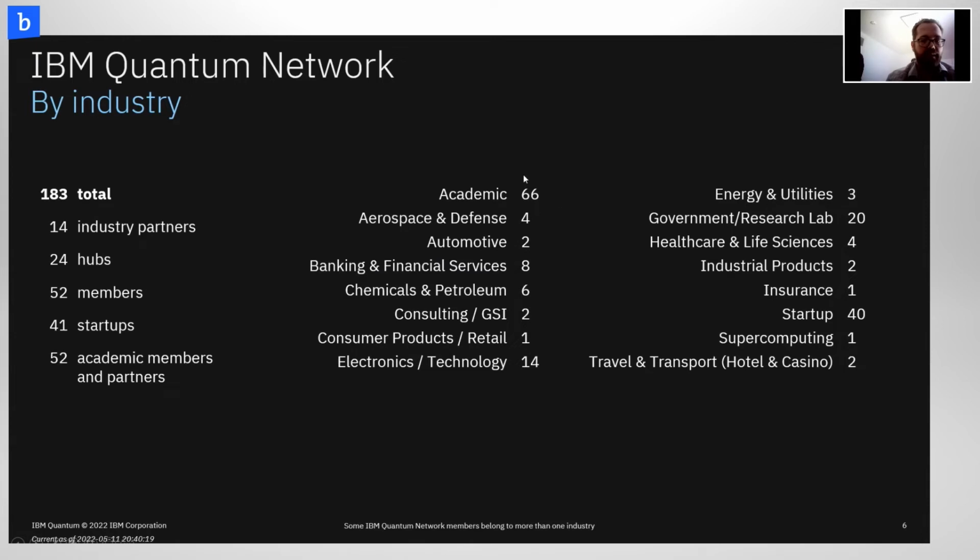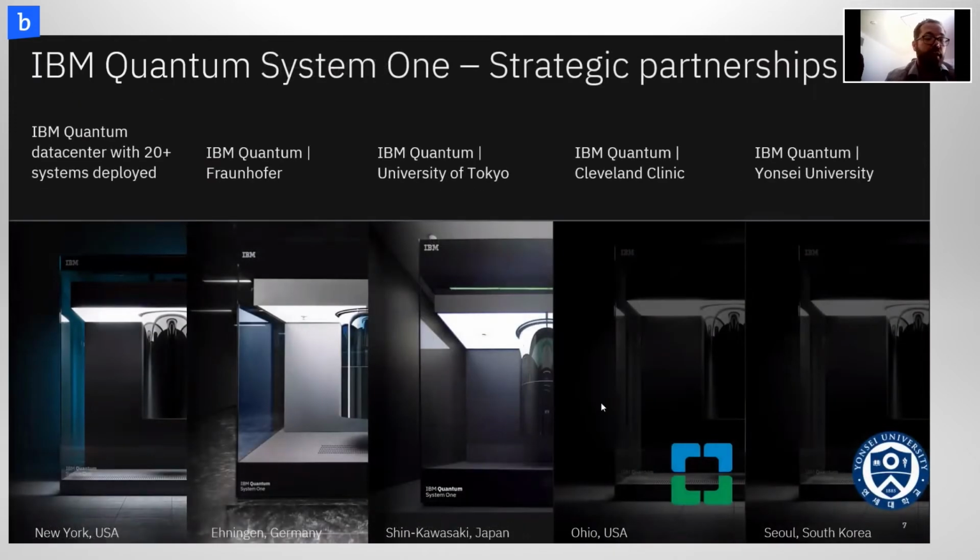And for sure, we have a lot of academic research members in government and research centers, but we also have quite some industry members, for example, from aerospace and defense, from automotive, a very, very strong participation from banking and financial services, as well as electronics and technology. Then we have some special partners, like, for example, Fraunhofer or the University of Tokyo, where we actually have dedicated systems. For Fraunhofer, we built a system in Ehningen near Stuttgart. This is exclusively accessible by Fraunhofer and their partners, which they bring into the IBM Quantum Network, doing joint research together with Fraunhofer.